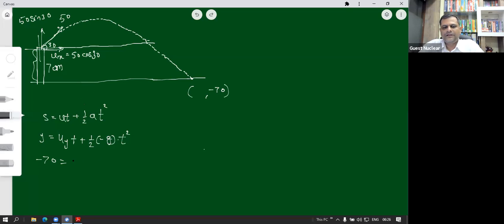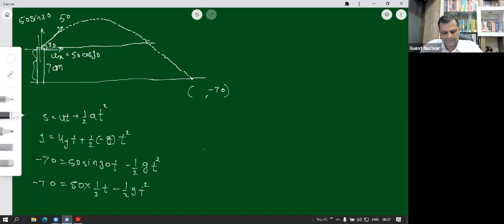So here it will be 50 into sin 30 replaced here as uy, and t is again kept as it is, and minus, here it is going to be half of G, is again replaced by 10, or let us keep it as 9.8, or just keep it as G, we'll decide it later. And T square is again not known. Okay, so here it will be minus of 70 is equal to 50 into, we know that sine 30 is going to be half, right? So just put this half here into T as it is, minus half GT square as it is.